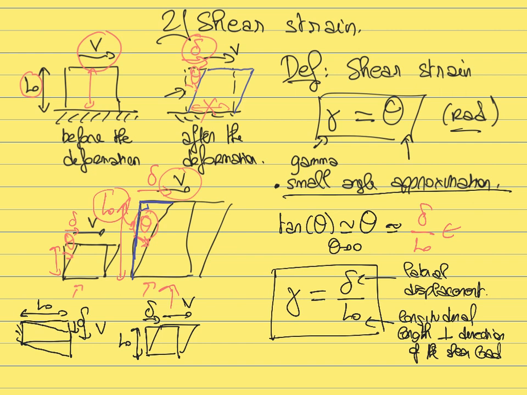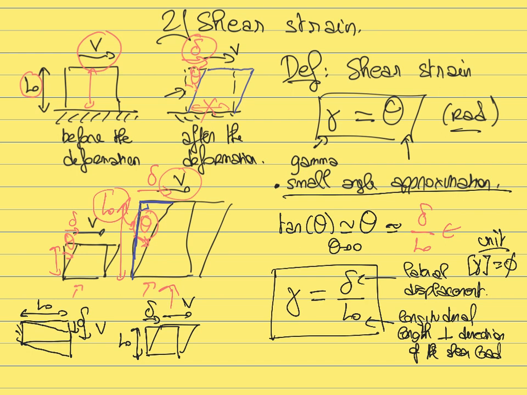So in terms of unit, in the same way that the normal strain does not have any unit, it's the same thing for the shear strain. The shear strain does not have any unit. It's a distance divided by a distance, or it's an angle in radians. So it doesn't have any SI unit, any international system unit.